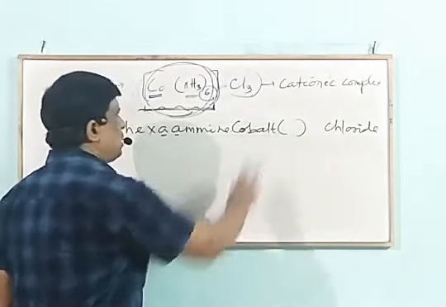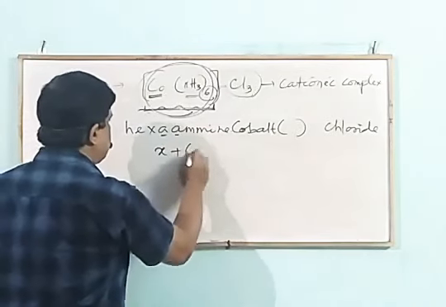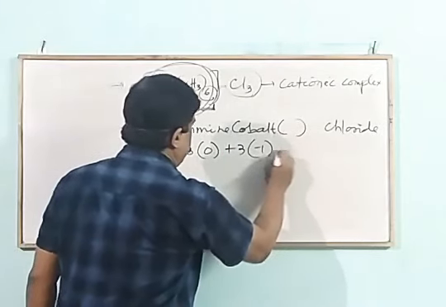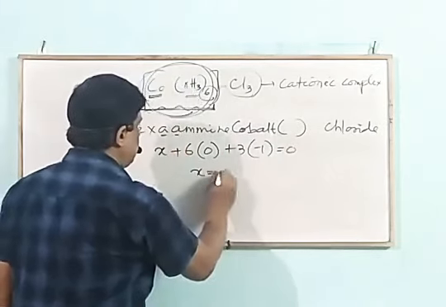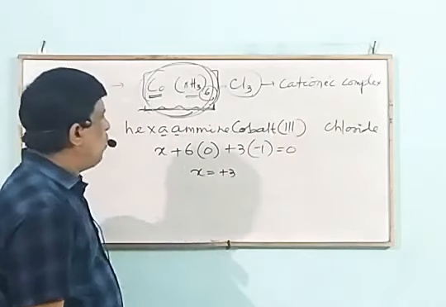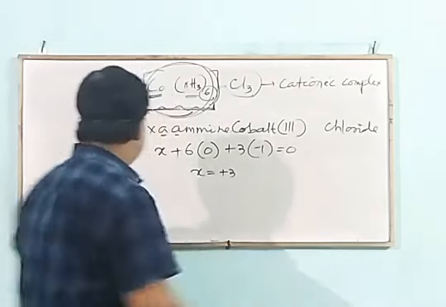We have to find out its oxidation number. Mark that. Its oxidation number is not known. Let it be X. 6 into neutral molecule 0 plus 3 into minus 1 is equal to 0. That means X is equal to plus 3. That is, we write hexamine cobalt(III) chloride. Mark that. Another example.